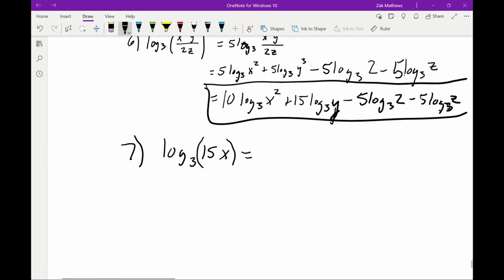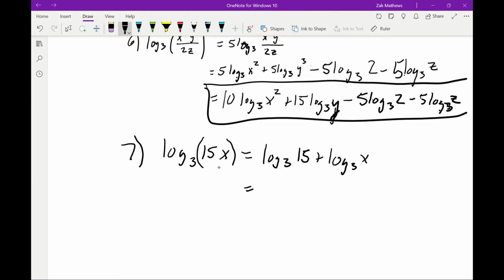Alright, so here, it looks like I just need to break apart the 15 and the x like we did before. That is one correct step. But the thing with any number is it's potentially factors of other numbers. It is potentially two or multiple other numbers being multiplied together. And 15 is the product of 3 and 5.